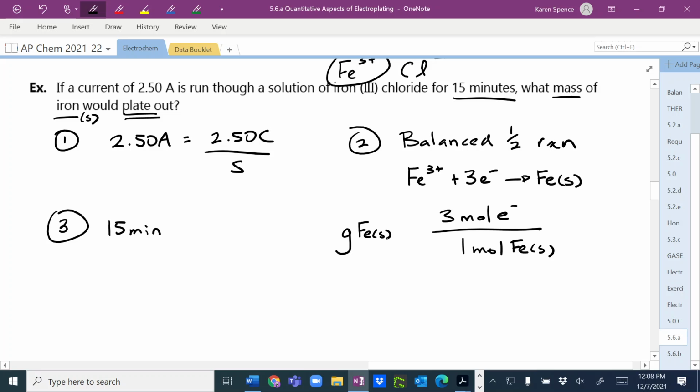What steps do we have to do to get from minutes to grams? You can work both ways. What could I convert minutes into? Seconds. Okay, so good. What could I convert from to get to grams? Moles. Okay, moles of Fe. Is there something I could convert seconds into? I can convert seconds into coulombs.